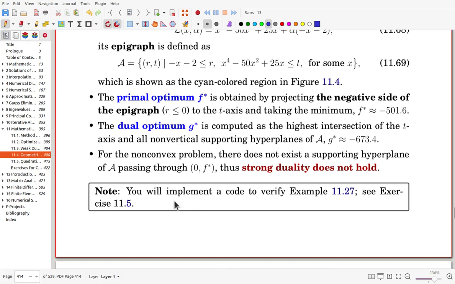Okay. And graduate students will implement a code to verify this example. But for undergraduate students, the problem is optional. You can see it in exercise number 5. Okay. This is the end of the section. Thank you.